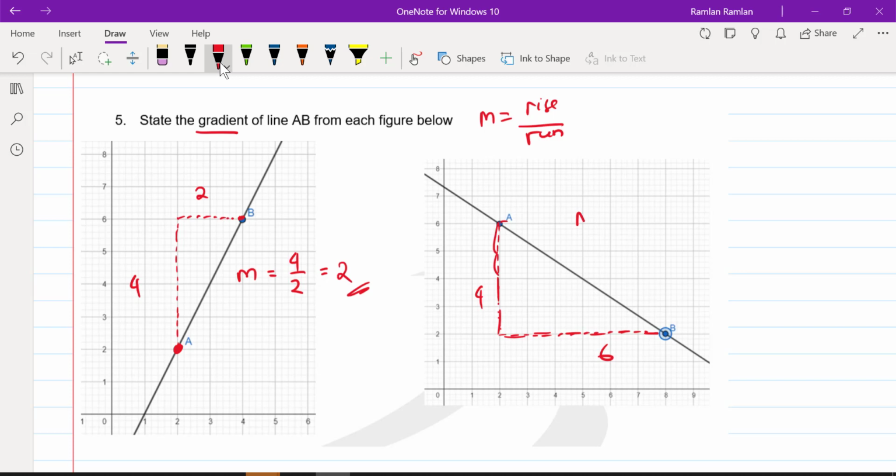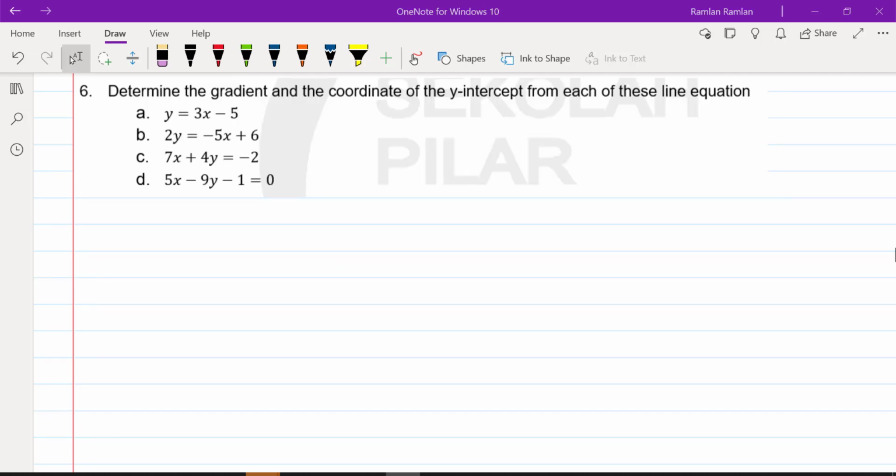So which means that the gradient of this line is equal to minus, because this is going downhill, and the rise is 4 and the run is 6. Then again, remember that you need to simplify the fraction. There will be minus 2 over 3. And so you can answer the next question. Actually, it's the same thing like this. Okay, question number 6. Determine the gradient and the coordinate of the y-intercept from each of these line equations.